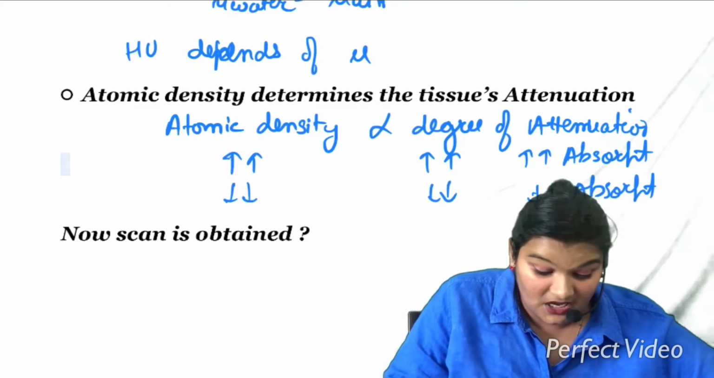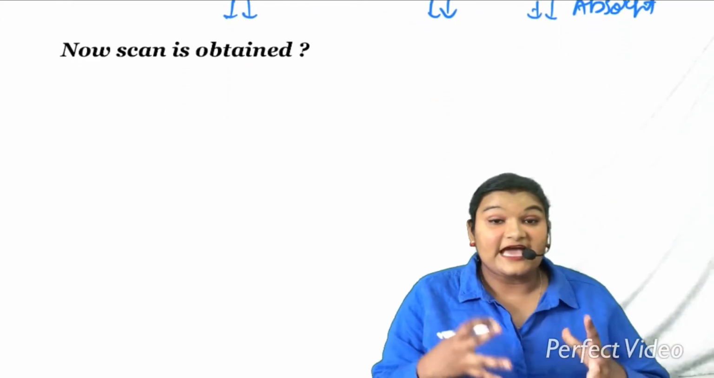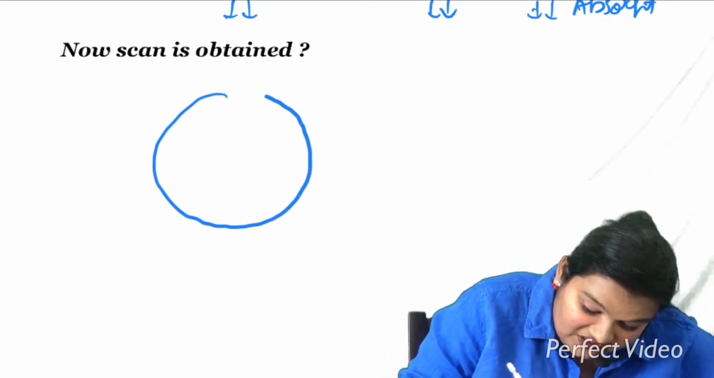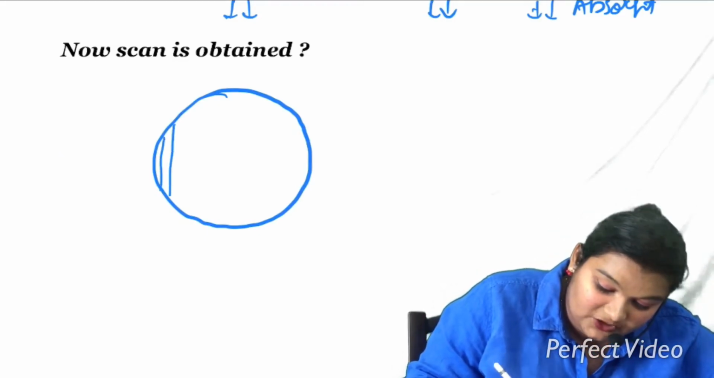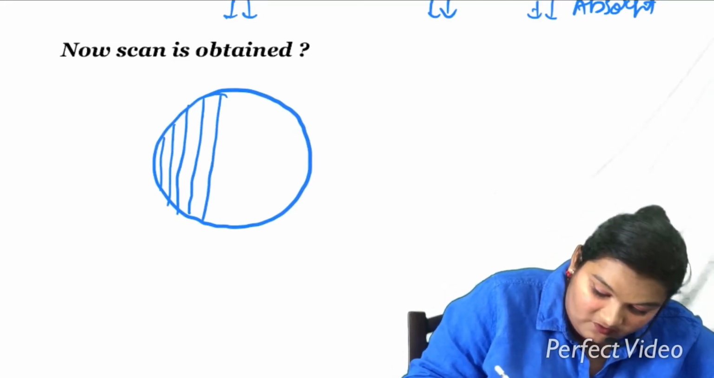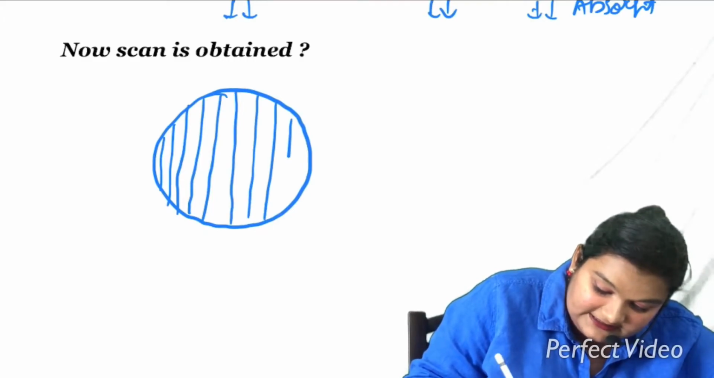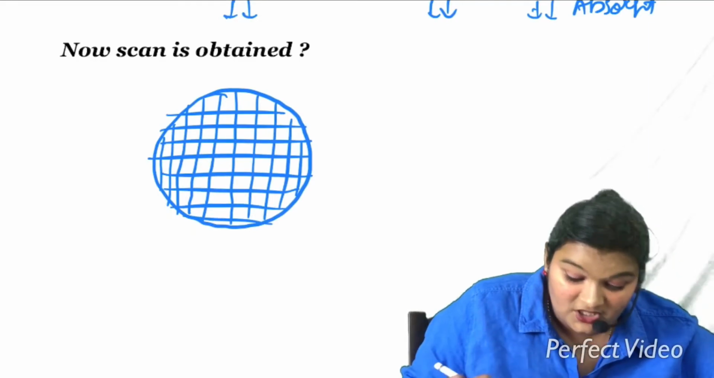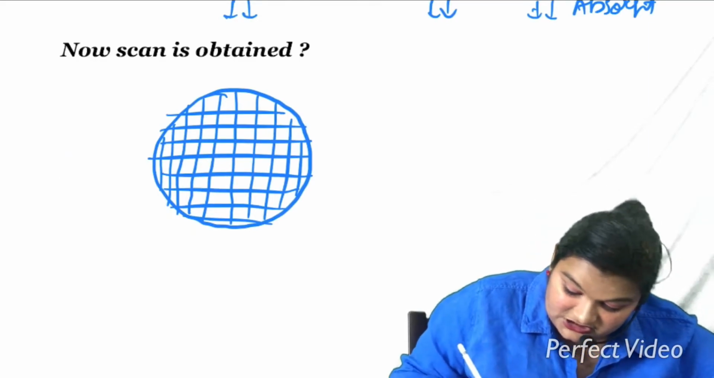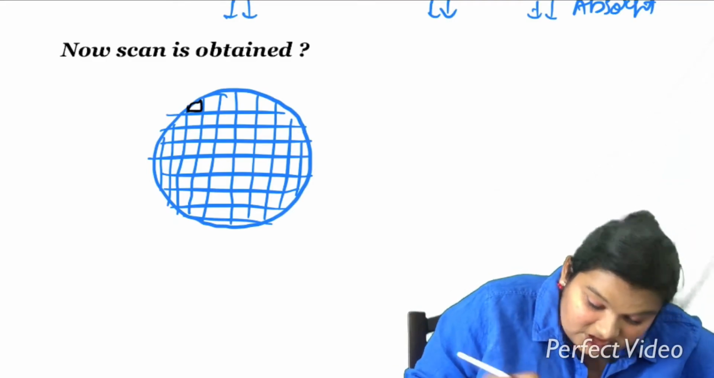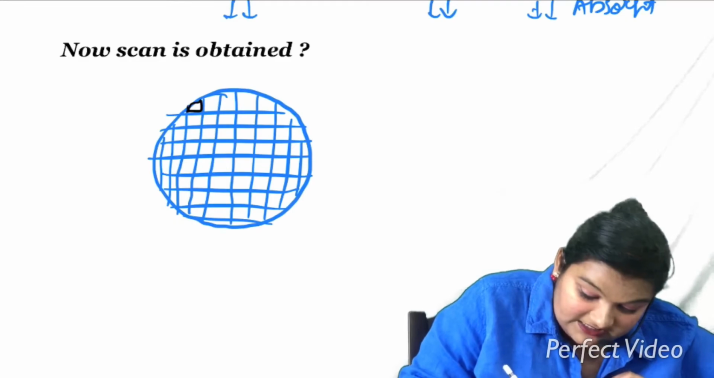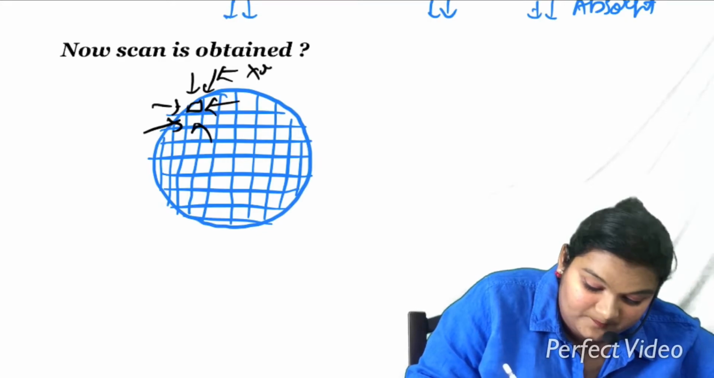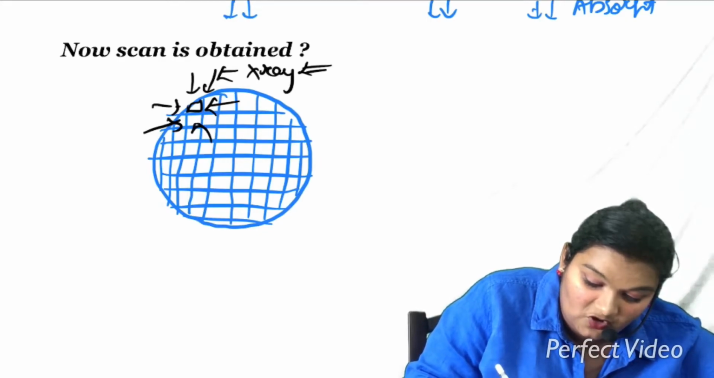Okay. Now let us move towards how this scan is obtained. Suppose this is an axial section of the body. This axial section is divided into small squares by this lattice form. So these are vertical lines and then we have horizontal lines to divide it. Right? Now let us take into consideration this first unit, this first square. This square is exposed by X-rays in all 360 degrees. So these are the X-rays exposed to it in all 360 degrees.